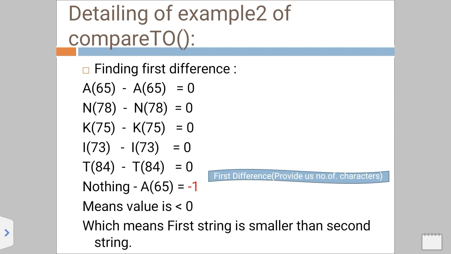If we are writing +1, it means the first string has one character extra compared to the second string. Others were similar. I think you are able to get what I want to say. If the second string has one character extra, it provides -1. If the second string has 2 characters extra, it provides you -2. If the first string has 2 extra characters, it provides you +2. Presently we are getting a negative value, that's why the first string is smaller than the second string.